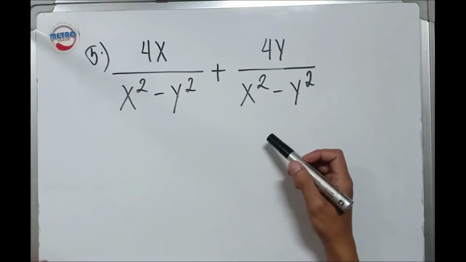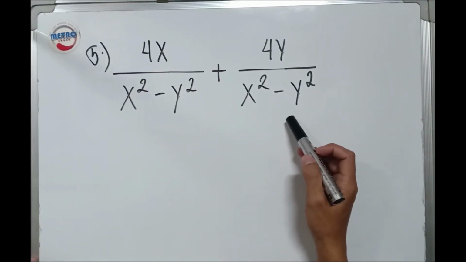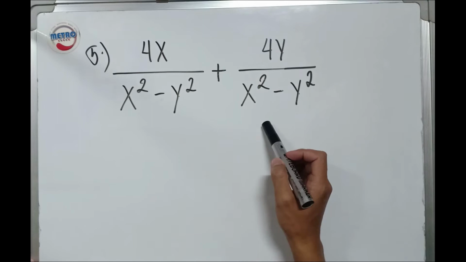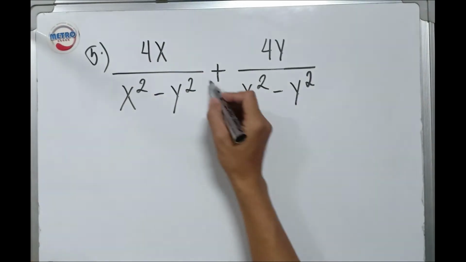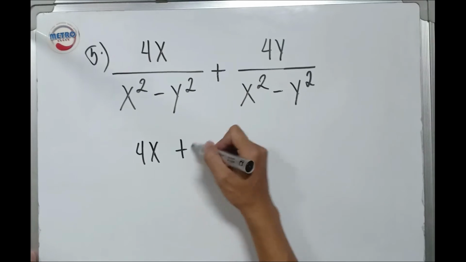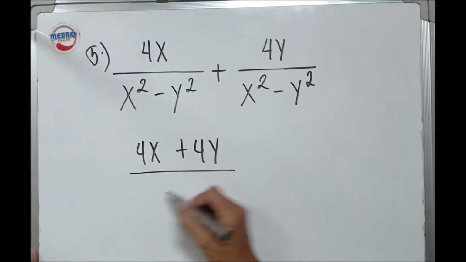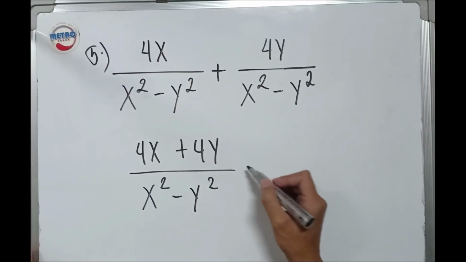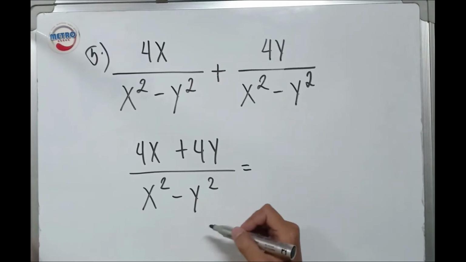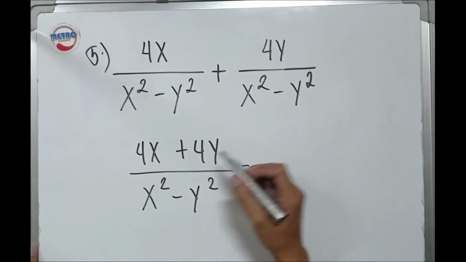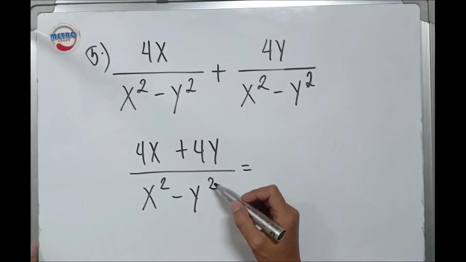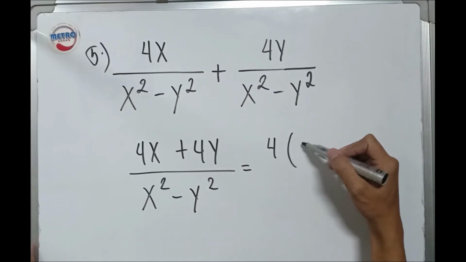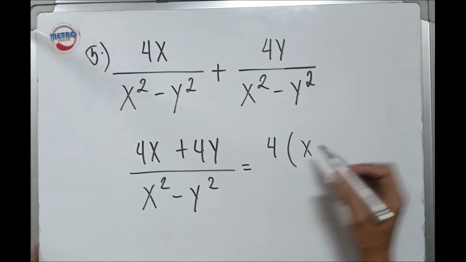Let's have example number 5. Before we add fractions, we have to check if the denominator of the first term and second term are the same. If they are the same, then we can add the numerator. So 4x plus 4y. Then copy the denominator. Then, let us see if the numerator and denominator are having factors. So if you notice 4x plus 4y, you have the greatest common factor of 4. Then, 4x divided by 4 is x. 4y divided by 4 is y.